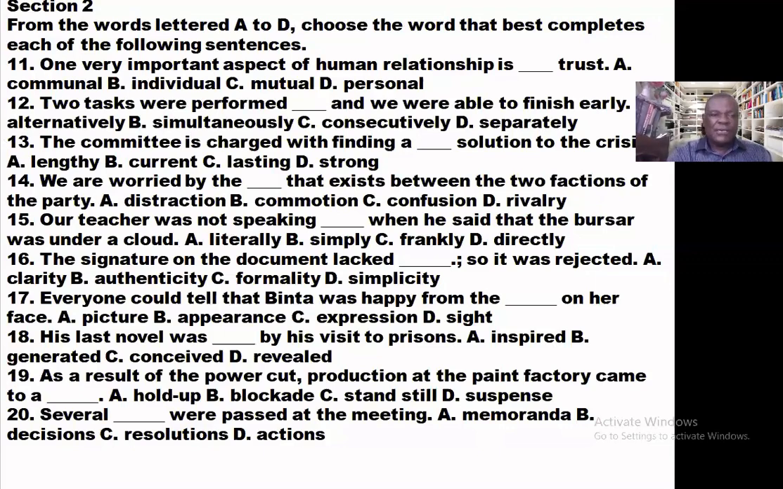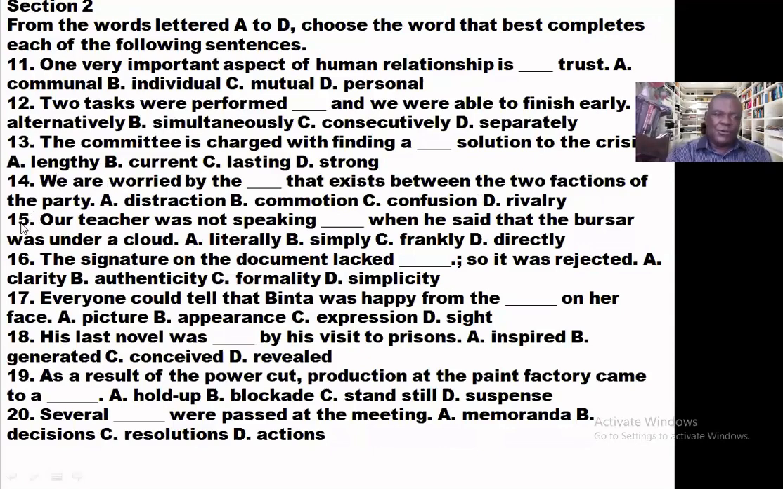Number 14, we are worried by the dash that exists between the two factions of the party. A, distraction, no. B, commotion, no. C, confusion, no. D, rivalry. Rivalry is the enmity or the antagonism, the disagreement, the misunderstanding, if you like. When you have two factions, we also use the word rival, two rival groups.